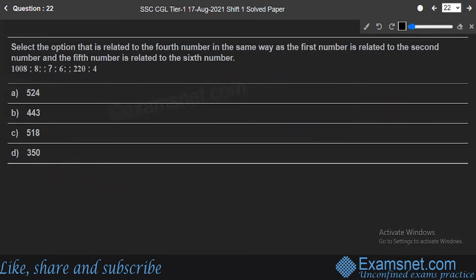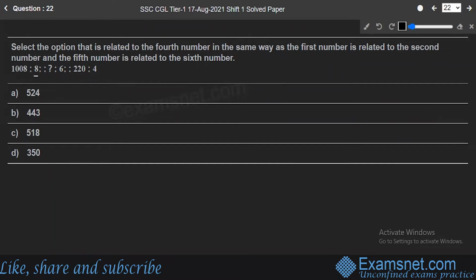You have to select the option that is related to the fourth number in the same way the first is related to the second number and the fifth number is related to the sixth number. So 1008 and 8, in the same way, question mark is related to 6 and 220 is related to 4. You have to get the logic in this question, and if you get the logic, everything will be sorted. There is a huge difference between these two numbers, and of course, we are moving in the powers. Let's see.